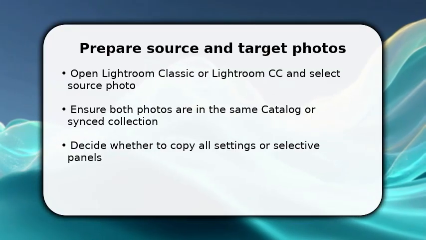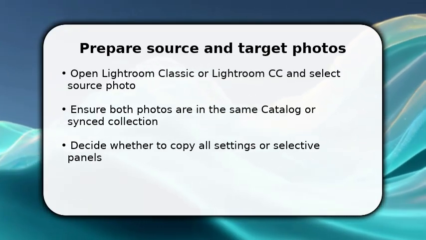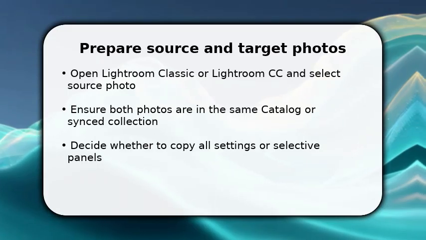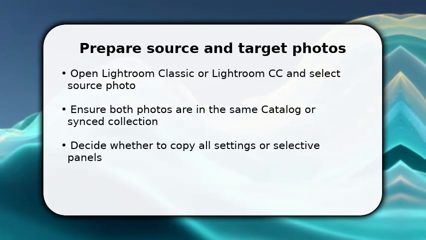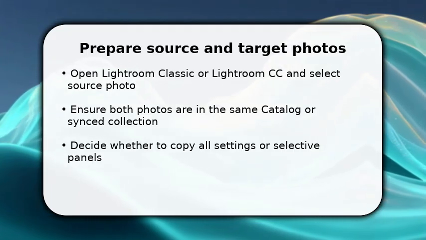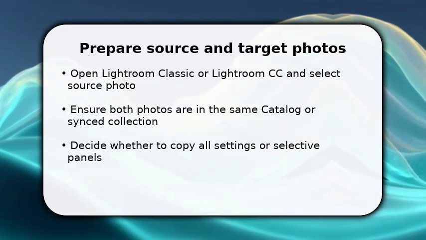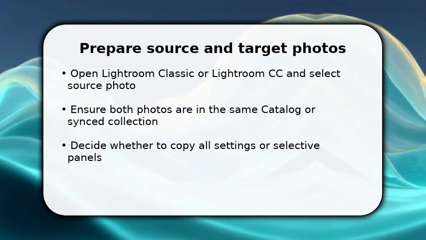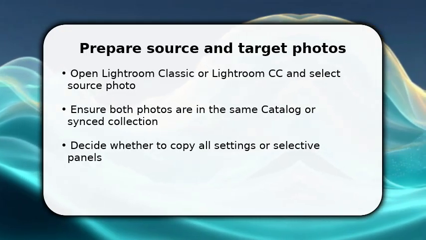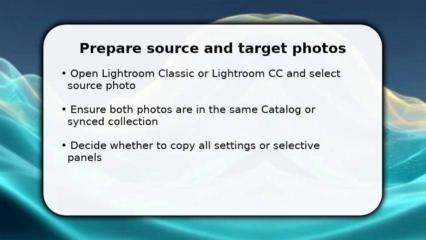You start by choosing the source image with the finished edit. Open Lightroom Classic or Lightroom CC and make sure the target photo is visible in the same catalog or collection so copy actions work. Once done, decide if you want to copy every adjustment or only specific panels like basic, tone curve, or lens corrections. This matters because selective copying prevents unwanted presets from overriding local adjustments.